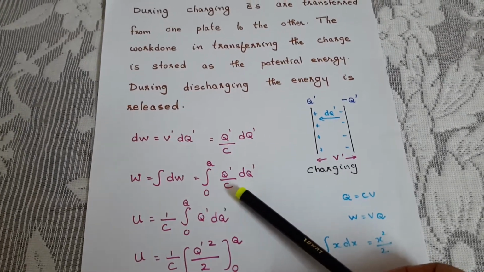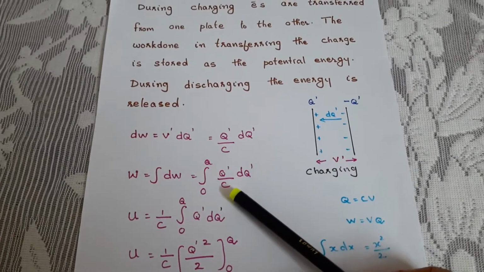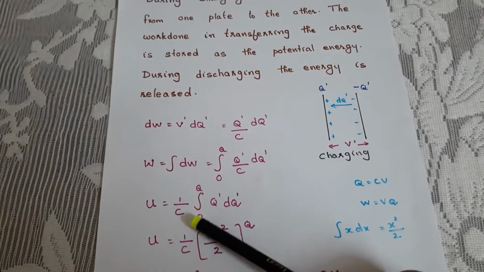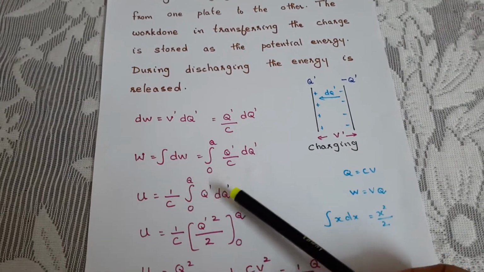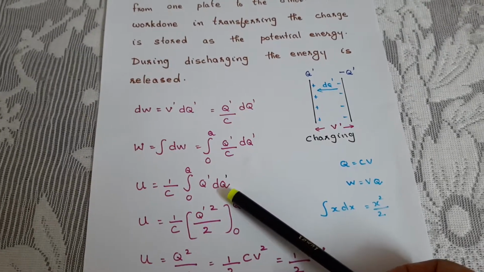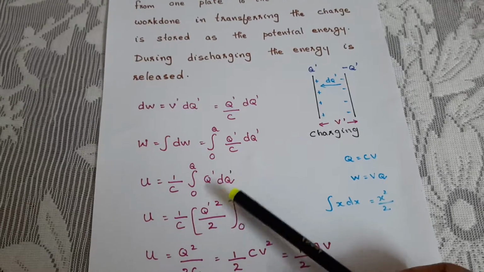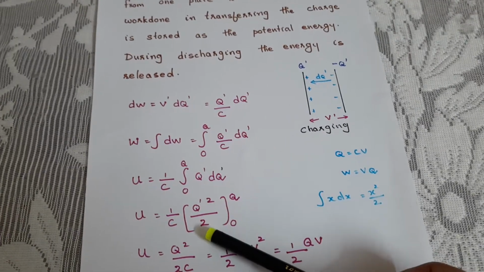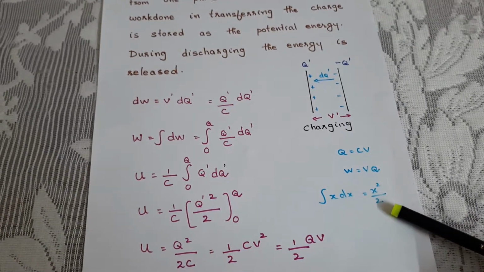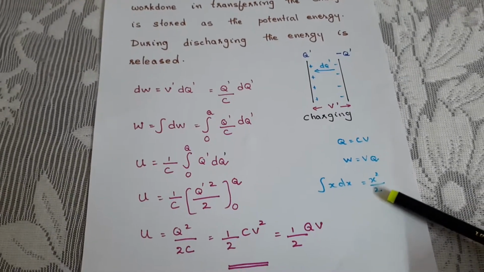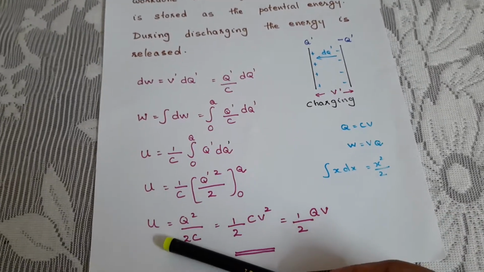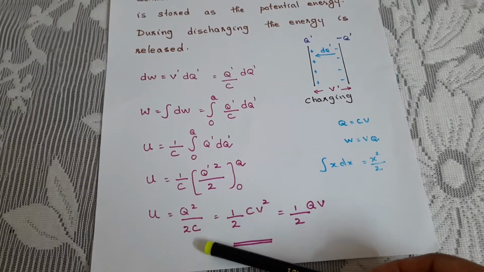And this work is stored as the potential energy. So the potential energy U is equal to 1 by C integral 0 to Q of Q' dQ'. Integral Q' dQ' is Q'^2 by 2, as integral x dx is x^2 by 2. On applying limits, we get potential energy U is equal to Q^2 by 2C.